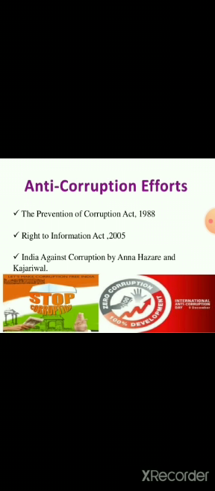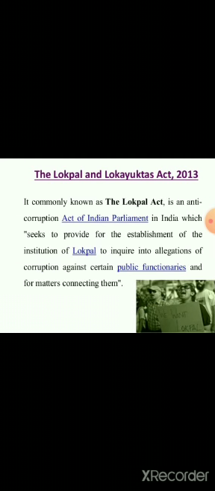Anti-corruption efforts: the Prevention of Corruption Act 1988, the Right to Information Act 2005, India Against Corruption by Anna Hazare and Kejriwal. The Lokpal Act 2013, commonly known as the Lokpal Act, is an Anti-Corruption Act of the Indian Parliament, which seeks to provide for the establishment of the institution of Lokpal to inquire into allegations of corruption against certain public functionaries and for matters connected with them.